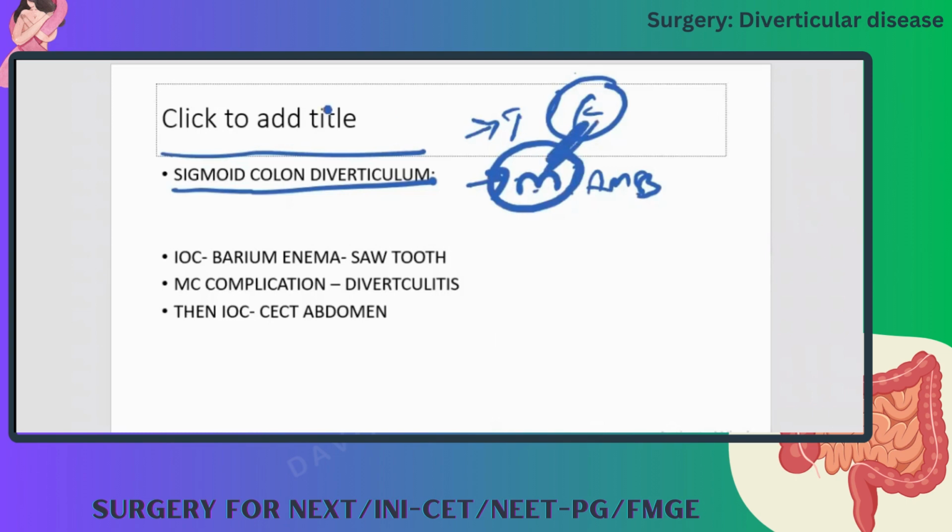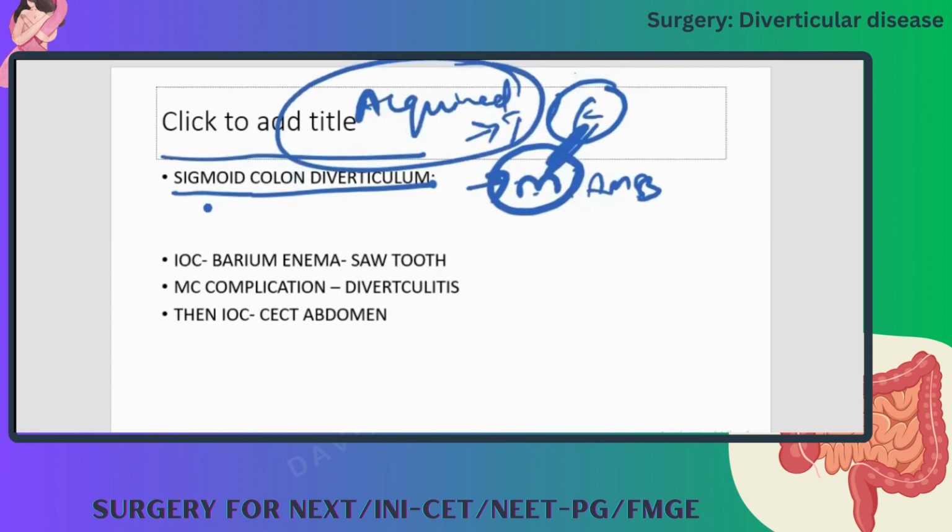So this is an acquired diverticulum. It is not a congenital diverticulum. Whereas Meckel's is a true one, and it's congenital. It is on the anti-mesenteric border. Yes, you got it now. These 3 points are different for sigmoid colon diverticulum and Meckel's diverticulum.